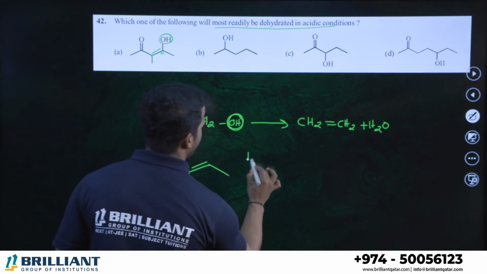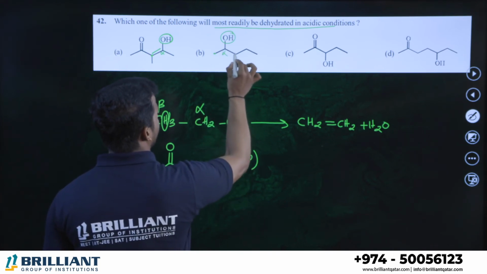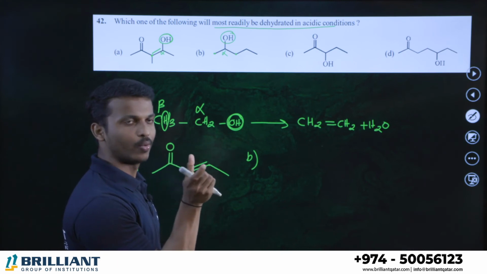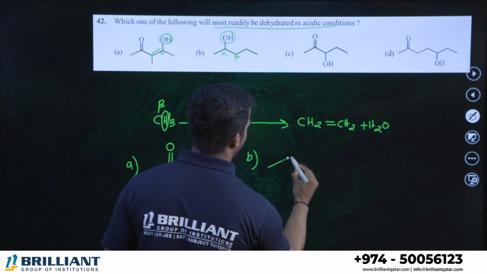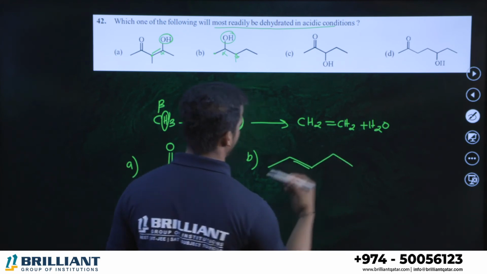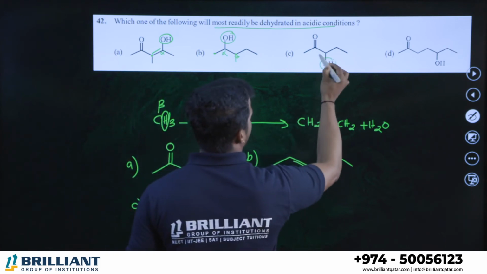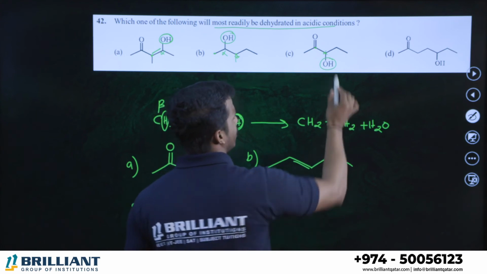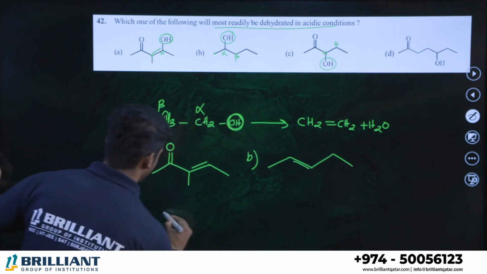What about option B? OH I am taking from the alpha carbon. This is beta, this is beta. Which beta will you select? I think the right one, then the double bond is in the crowded area, more stable. So I am taking this beta, all of you, and you will get this compound. Option C: OH I am taking from this alpha carbon. This beta carbon doesn't contain any hydrogen, so we should take the hydrogen from this one. So the double bond is here, and we can draw the structure like this.